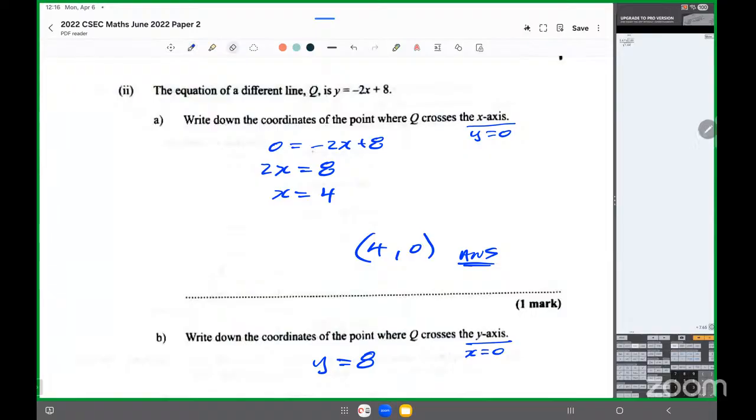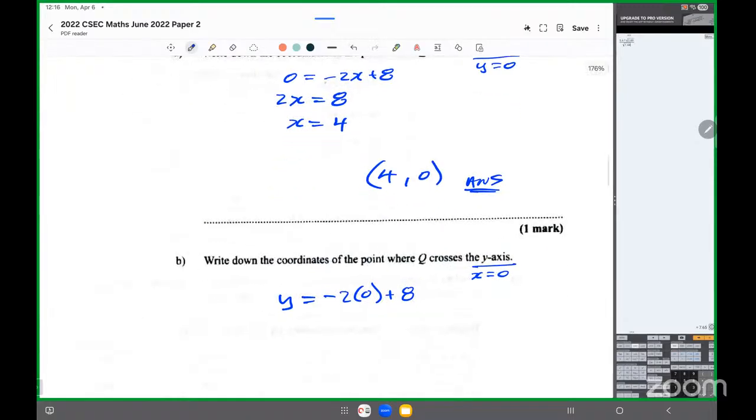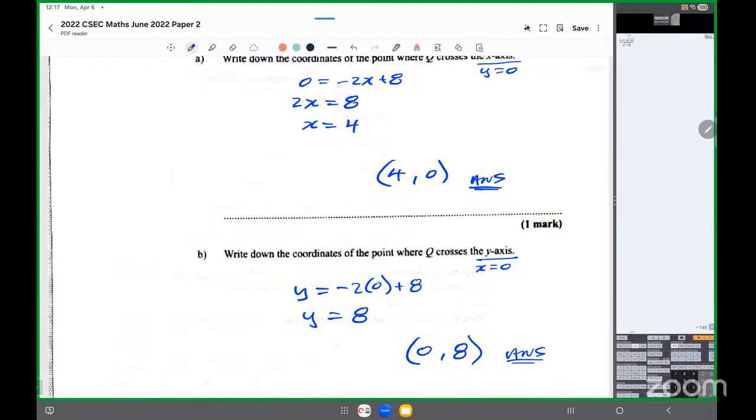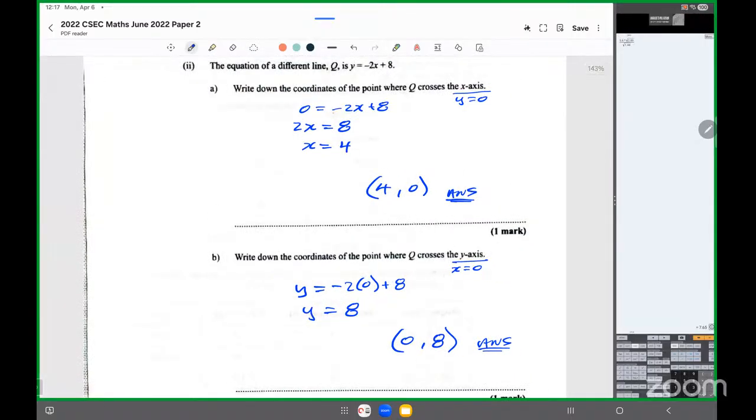I can put it this way. When x is 0 on the y-axis, this y becomes minus 2 times 0, because the x value is 0 right here, plus 8. So the y value is 8. And so the point is (0, 8). That's the answer. Those are 2 points on that line: (0, 8) on the y-axis, (4, 0) on the x-axis.